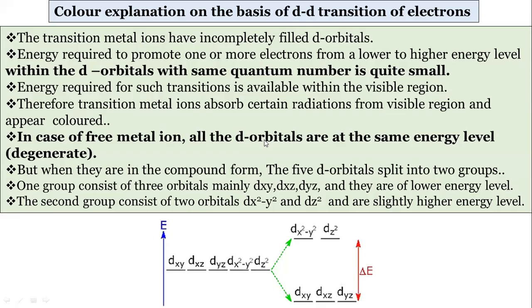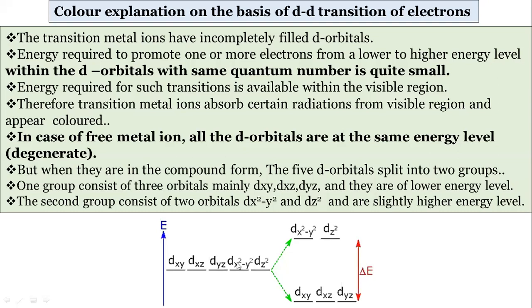Then the second factor is color explanation on the basis of d-d transition. d-d transition is nothing but the splitting of d orbitals. We can see here the five d orbitals: one is dxy, second is dyz, third is dxz, then dx square minus y square, and this is dz square. All these d orbitals have the same energy level. This is called degenerate. These are the degenerate d orbitals which have the same energy level.